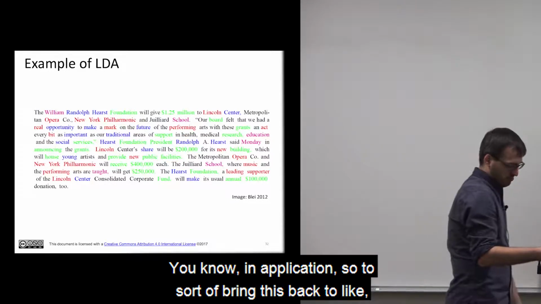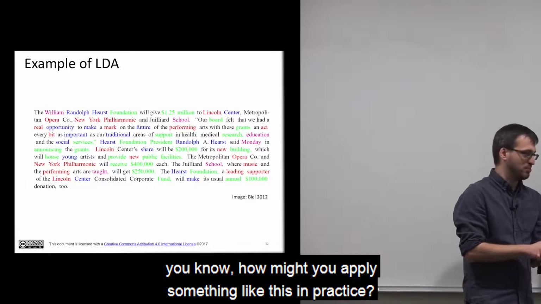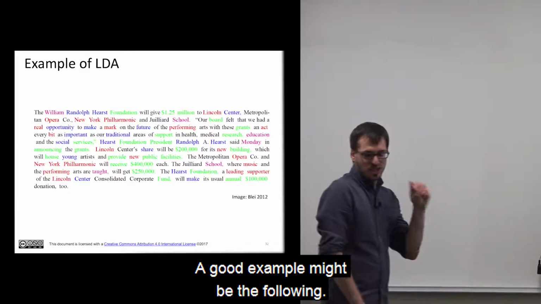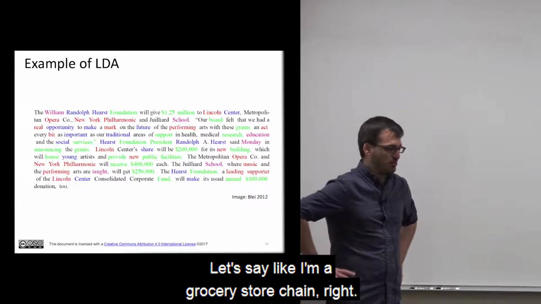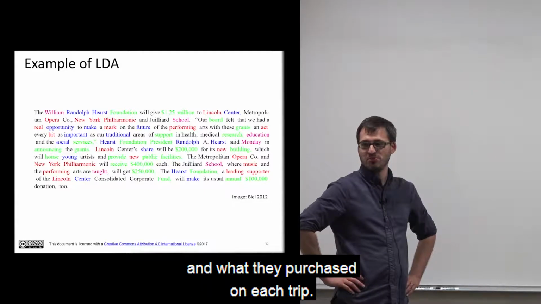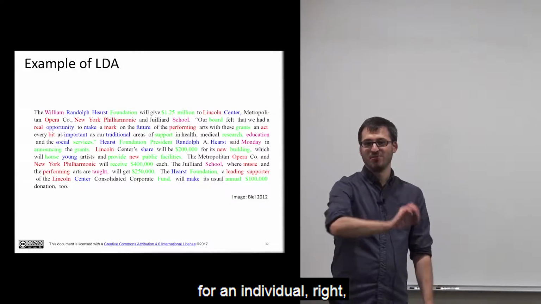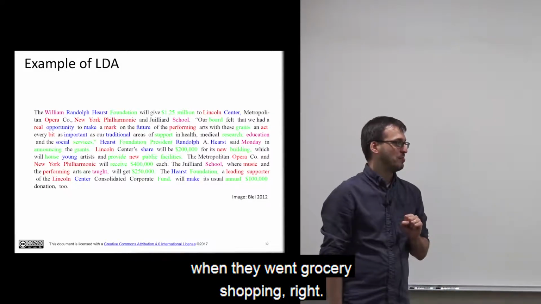To bring this back to how you might apply something like this in practice, a good example might be the following. Let's say I'm a grocery store chain, and I have lots of data about customers and what they purchase on each trip. So let's think of our documents as the receipt for an individual when they went grocery shopping.